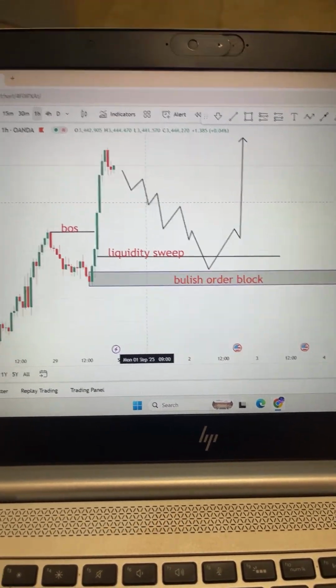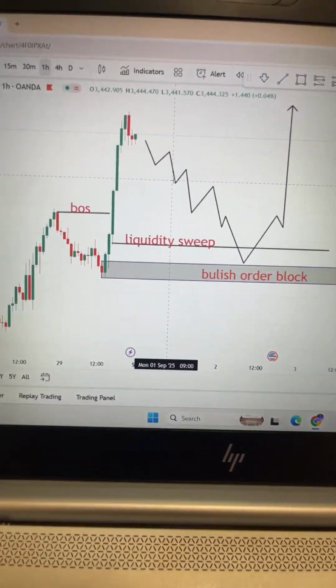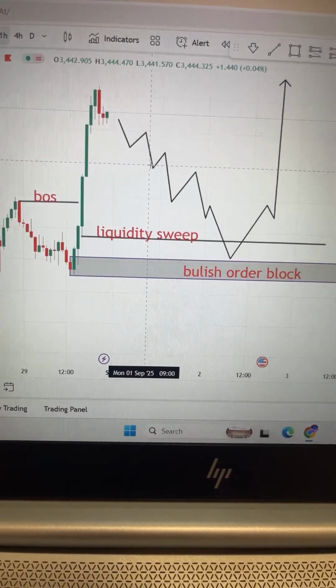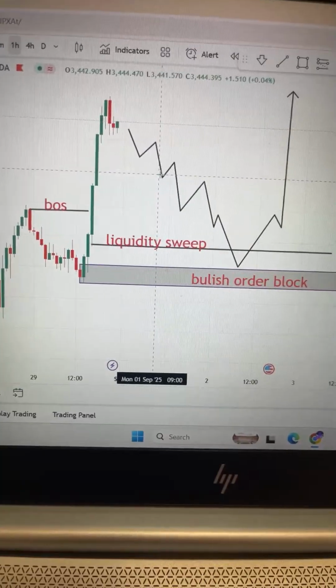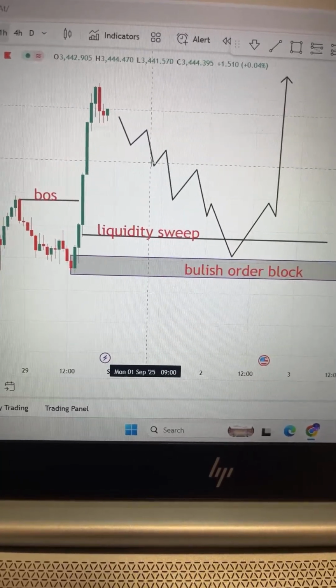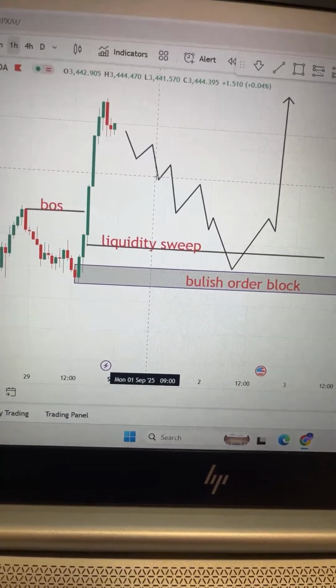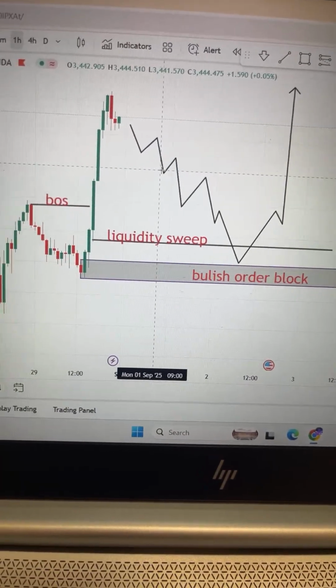No, it's not below. It's not below. So if it is below, then that is going to be an invalid order block. If it's below, it's going to be invalid rather.